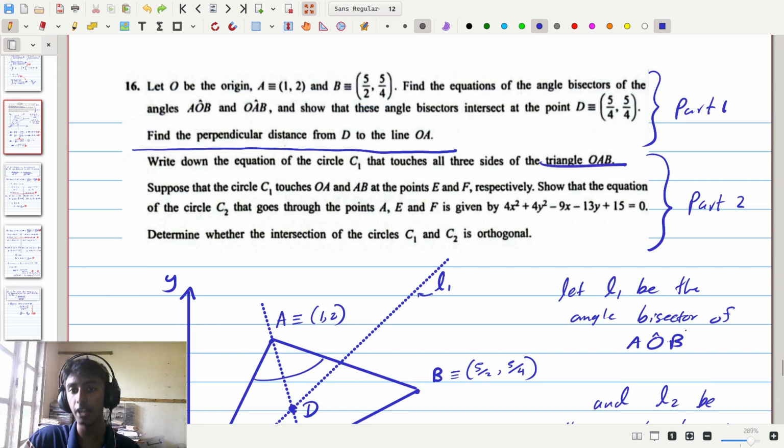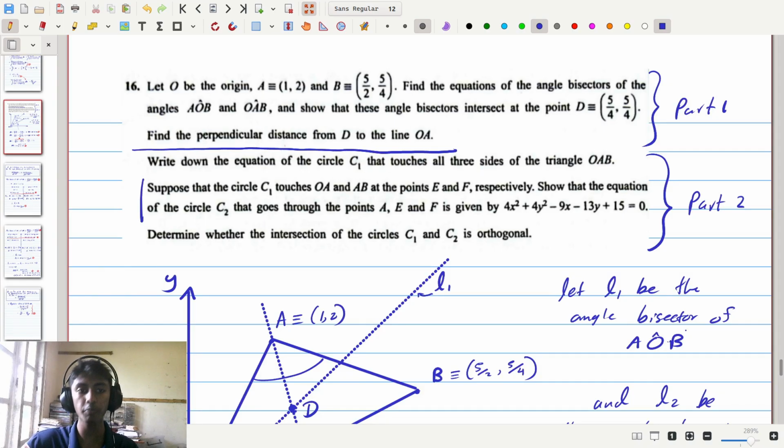So these 3 points make a triangle, and this circle C1 is the circle that touches all three sides of the triangle OAB. Now by touches, we need to understand that what we're talking about here is the incircle of the triangle OAB, as in the circle to which the lines OA, AB and OB are tangent, which is centered somewhere in the middle at the point of intersection of the angle bisectors of each of the angles within our triangle. We're going to be using that fact later to find C1.